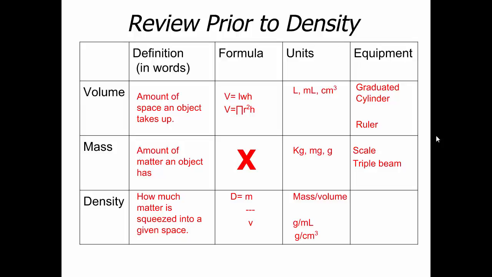Grams per cubic centimeter. Or if we're measuring the density of a liquid, we might have grams per milliliter, but it's the unit that mass was measured in divided by the unit that volume was measured in. Grams per milliliter, grams per cubic centimeter. We don't really use equipment because we use the equipment in finding the mass and volume. You might get a calculator. You will need your calculator definitely when we're calculating density.